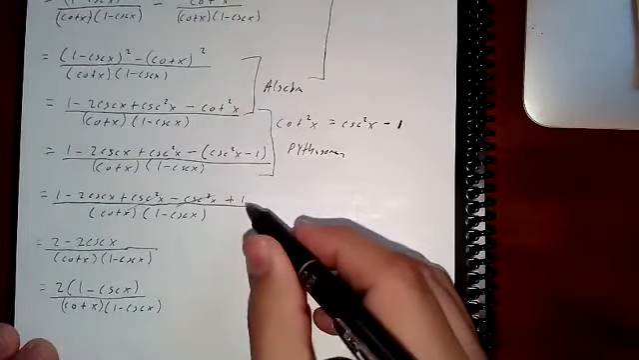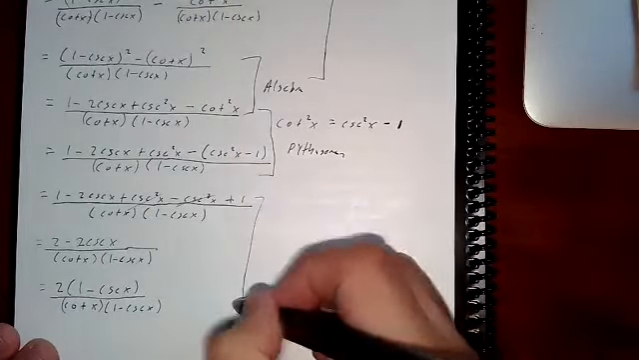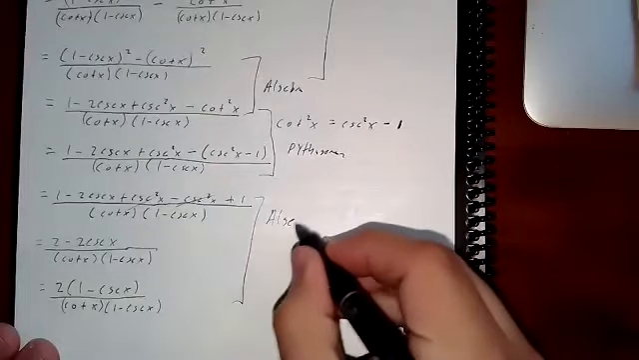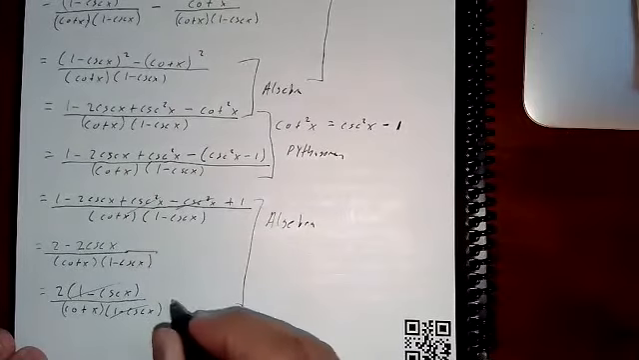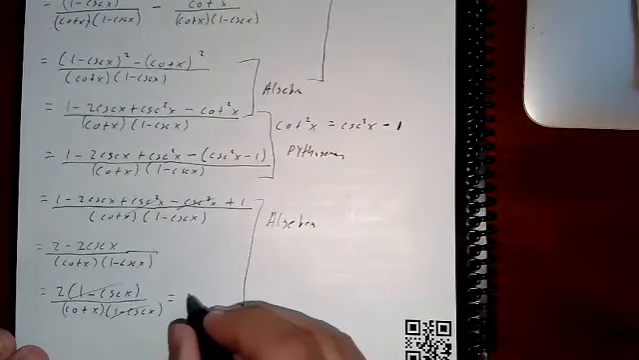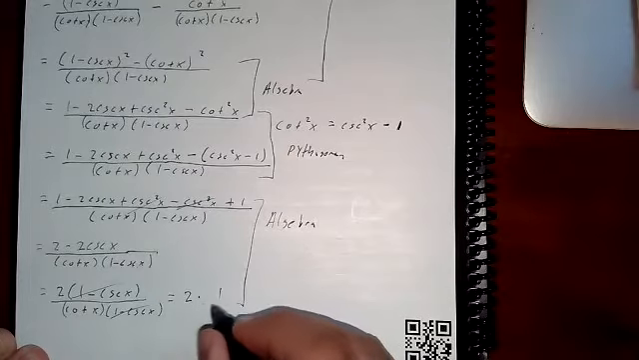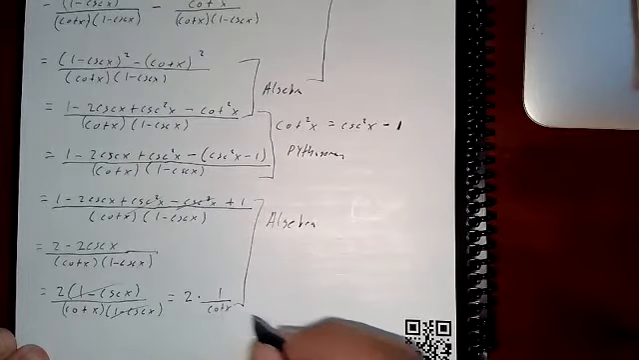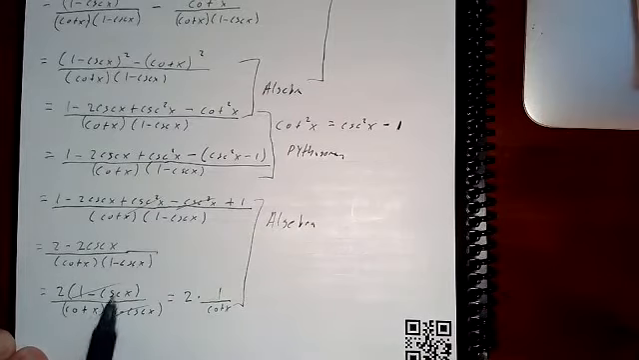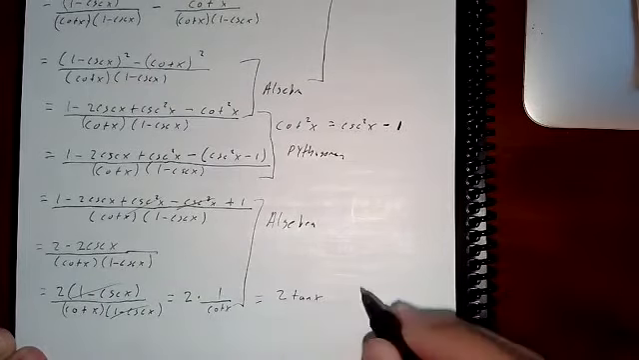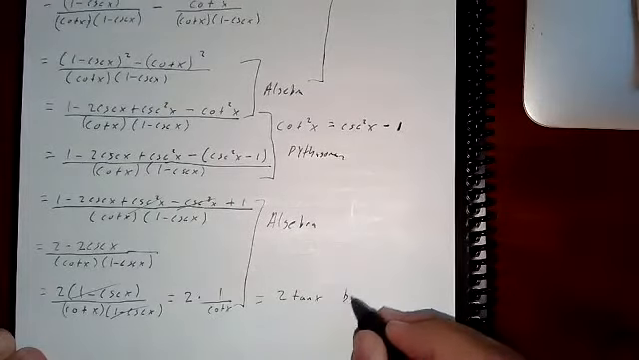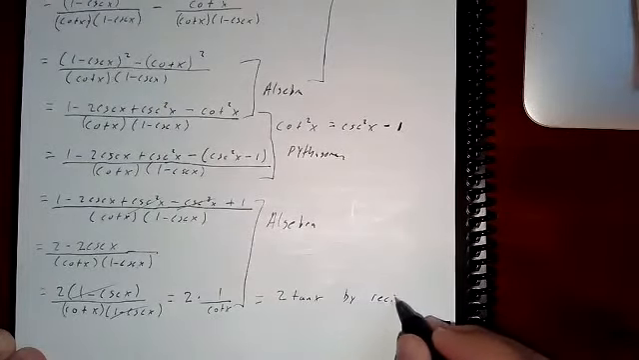So from here to here, it's just algebra, by the way. These will cancel, leaving me with 2 times 1 over cotangent, right? Because that's going to be 1 over that. I'm separating it on purpose so you can see it. Because this right here is tangent. This will be 2 tan x by the reciprocal identity.